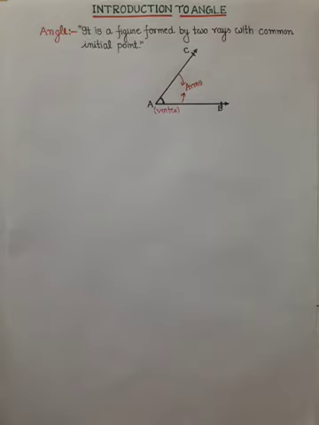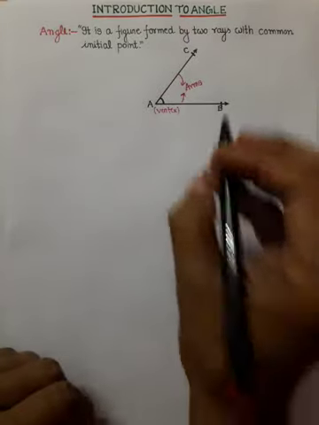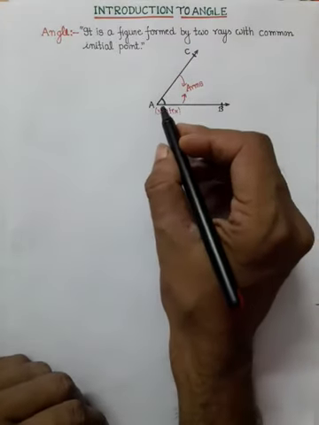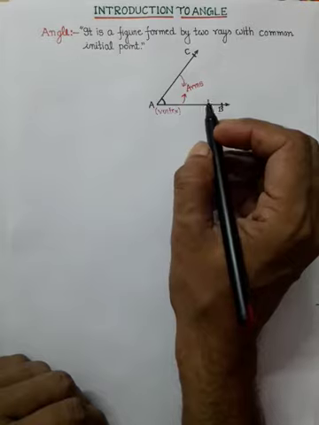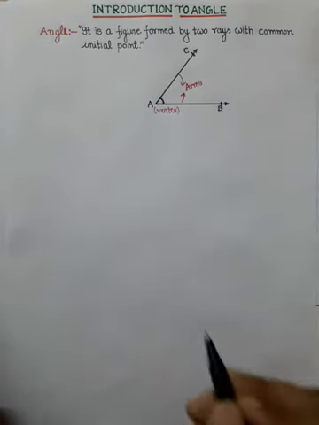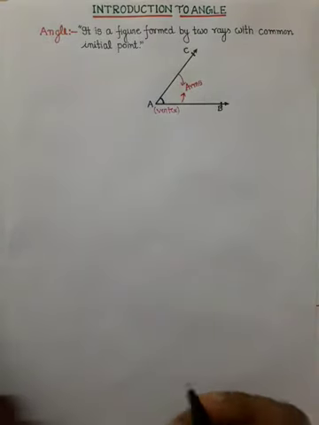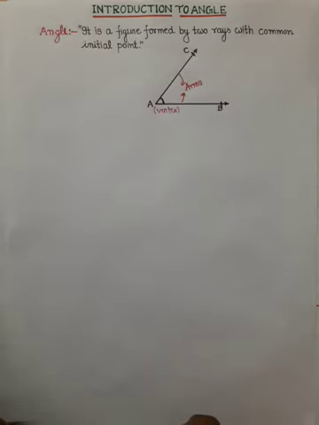Now after that we will discuss the naming of an angle, how we can name an angle. If we want to write this angle, it can be written as angle A, or we can also write it as angle CAB, or angle BAC. So these are the names of this angle. Now after that we will discuss what is the interior of an angle and what is the exterior of an angle.